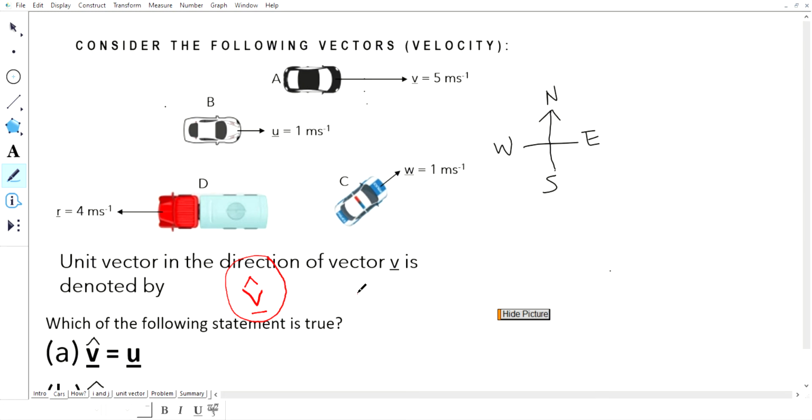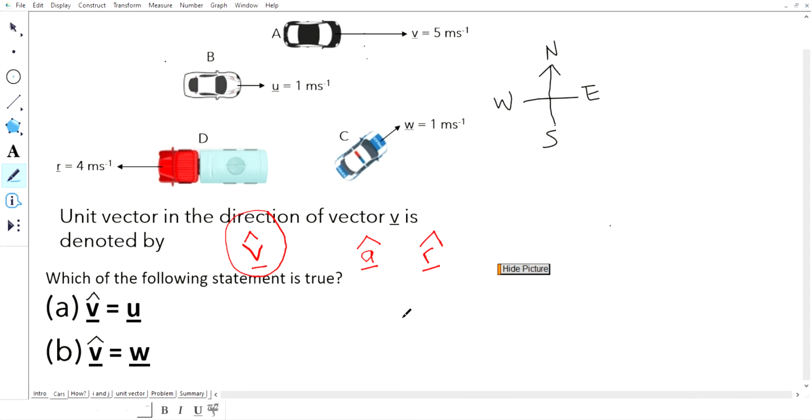What is the meaning of this symbol? This symbol represents unit vector in the direction of vector A. Can you tell me the meaning of this symbol? Yes, this is a unit vector in the direction of vector R. Which of the following statements is true? A or B?